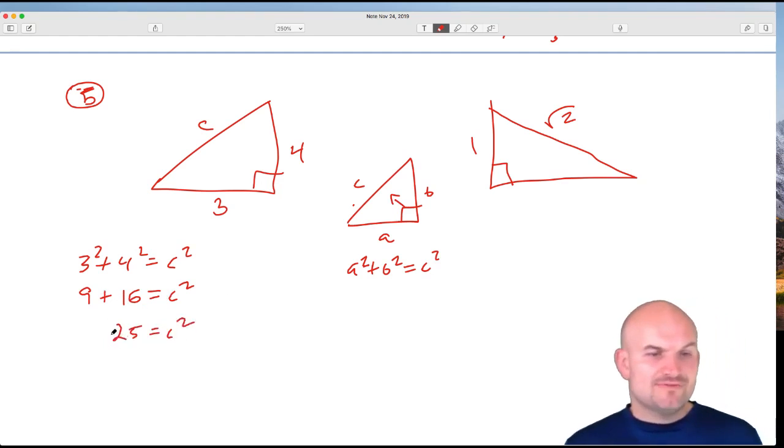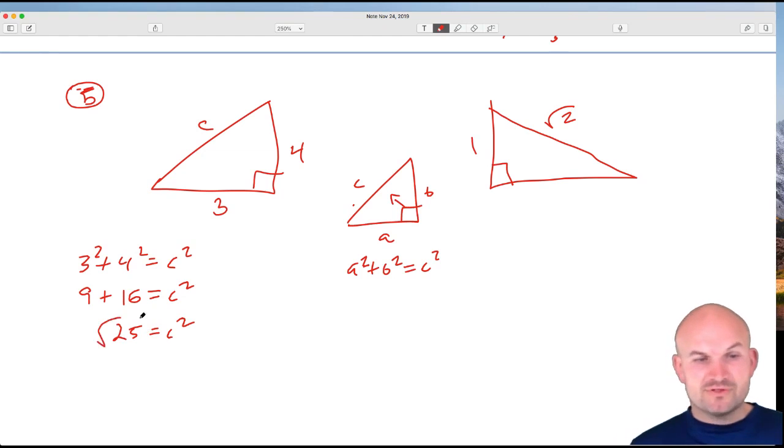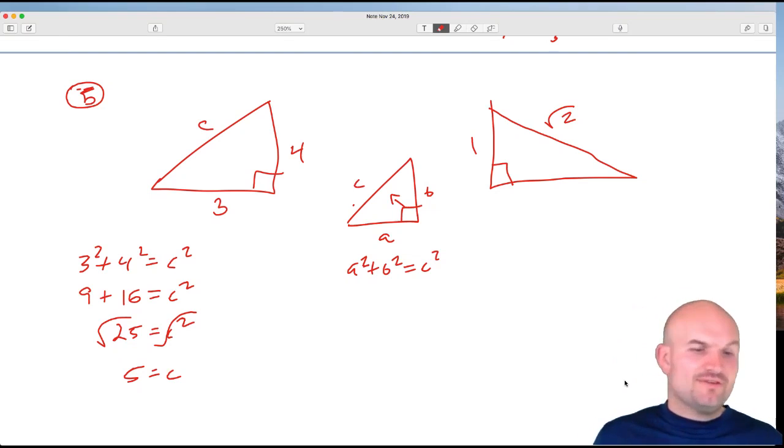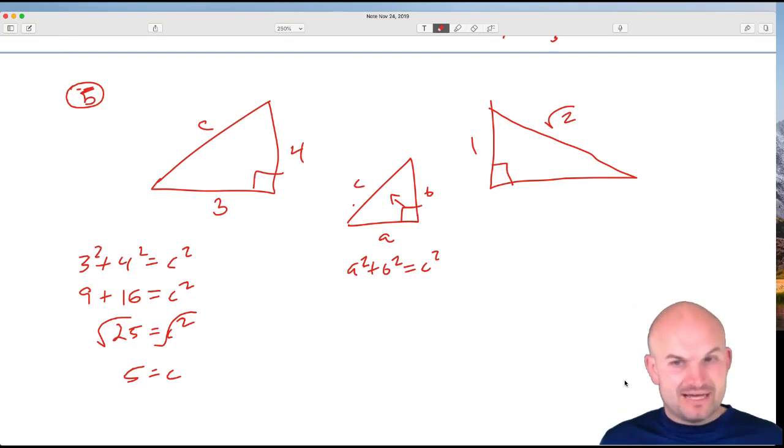So now we have 25 equals c squared, and then we're going to introduce the square root. For these types of problems, negative numbers or negative sides of a triangle don't make any sense. So therefore, c is just going to be positive 5.